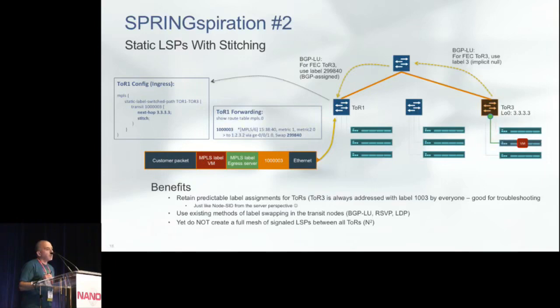The top label of the packet is 1,000,003, and every ingress store in this data center, or every server rather, can just generate that packet. I know that label 1,000,003 will get me to egress store 3, and I don't have to care what the underlying label distribution protocol assignments were. So in the eyes of a server, this now looks a lot like a node SID. It's predictable, and it's allowing you to reach the egress store with whatever path is available to you.